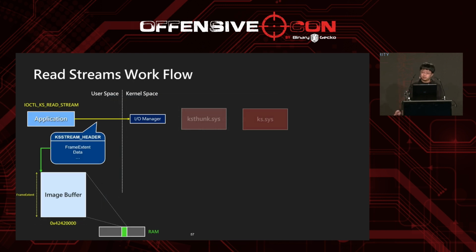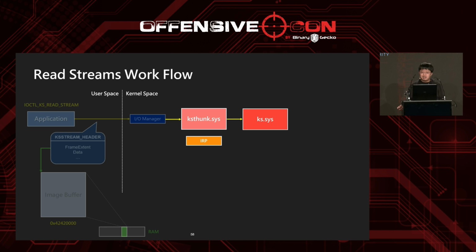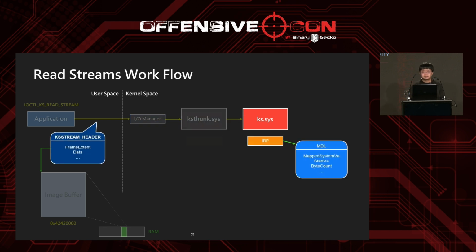Let's briefly introduce how KS implements reading a frame. First, we need to allocate a buffer in user space to store the image data. Then we can pass the buffer's address and the size to the kernel using an IOCTL. After we send the IOCTL to the webcam, it will be processed by KSSync and then KS. If the request is not from a WOW64 process, the request will be passed to KS. Once KS receives the request, it parses the KSSTREAM_HEADER, creates an MDL accordingly, and inserts it into the IRP.